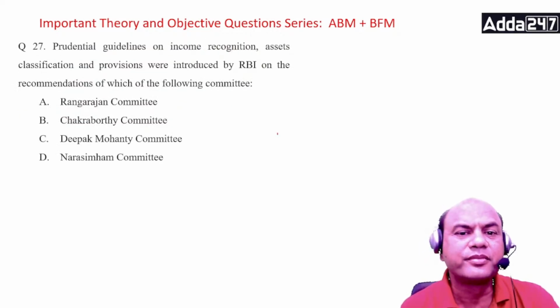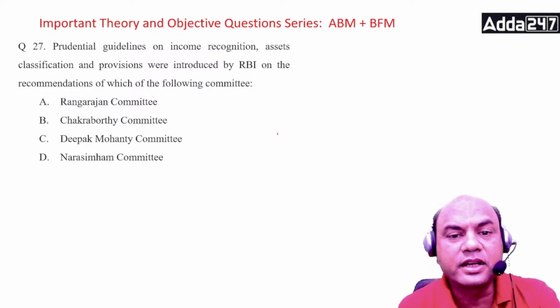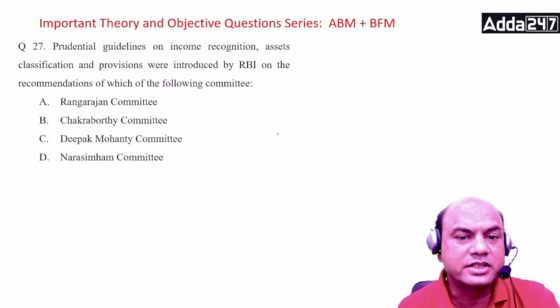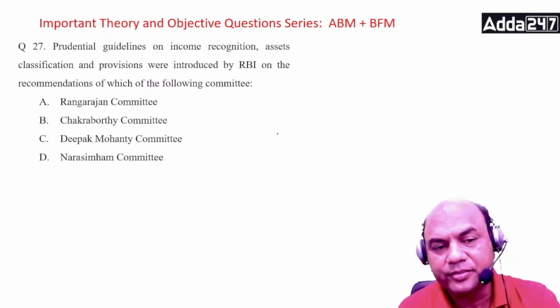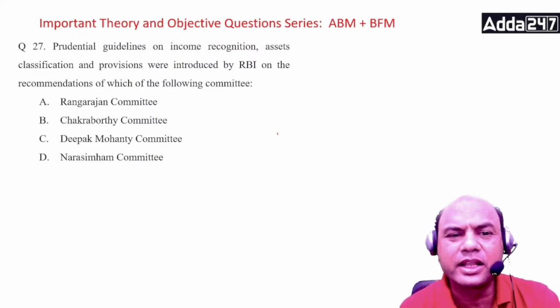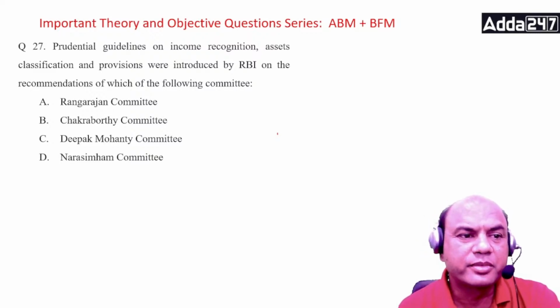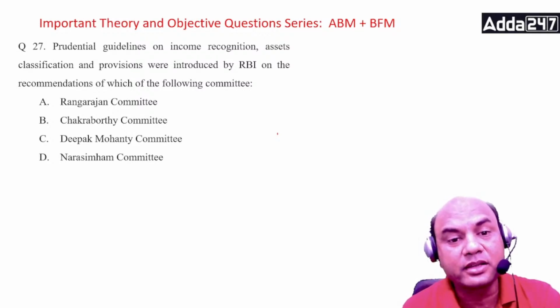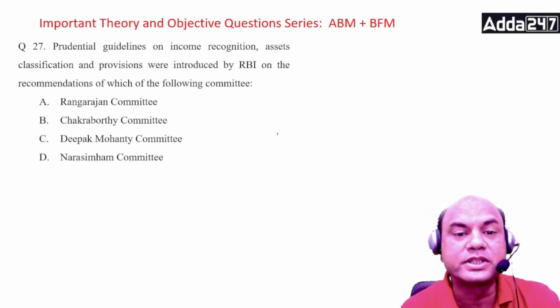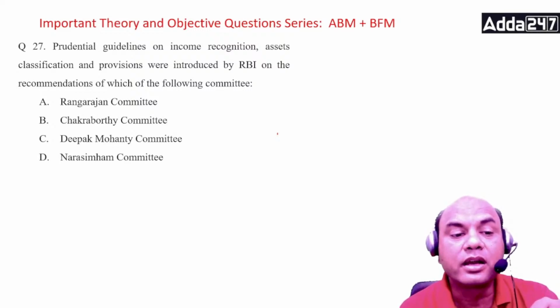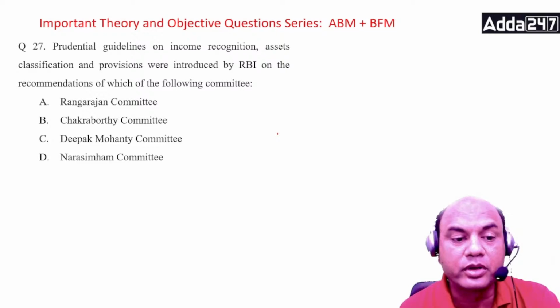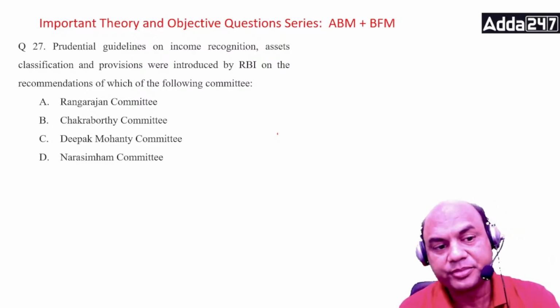Okay, next one. Prudential guidelines on income recognition, asset classification, and provisions were introduced by RBI on the recommendations of which committee? I think I have taken this earlier, but then also. Rangarajan, Chakraborty, Deepak Mohanty, or Narasimham committee? In the comment section, everyone.